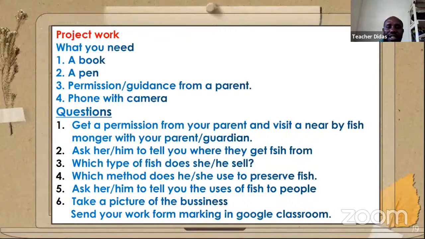Someone is saying, teacher, why does the word fish still remain fish? Yes, fish is fish and it does not change. Either it is singular or plural, it will remain fish.